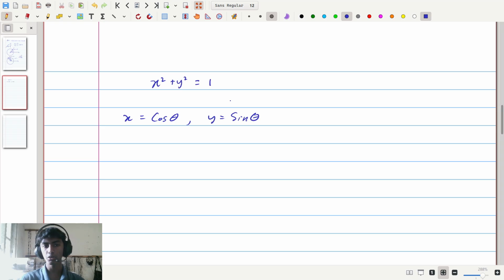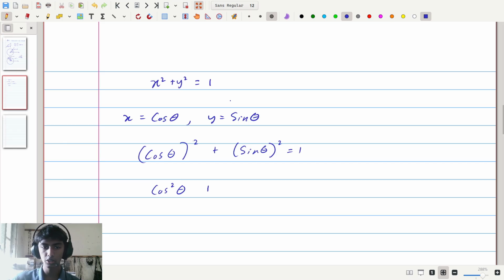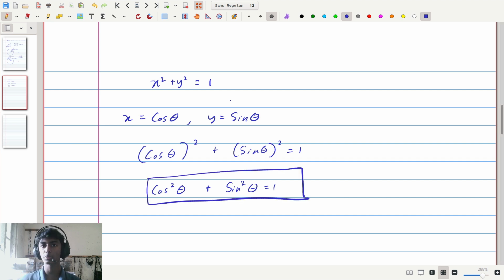So certainly, if this point cosine theta comma sin theta is on the circle, it satisfies the equation x² plus y² equal to 1. So therefore, substituting x equals cosine theta and y equals sin theta into the above, we can see that cosine theta squared plus sin theta squared is equal to 1, meaning that cosine square theta, note that this is a change of notation, we write cosine theta squared as cosine square theta, plus sin square theta is equal to 1. Hence, we have shown that cosine square theta plus sin square theta is equal to 1.